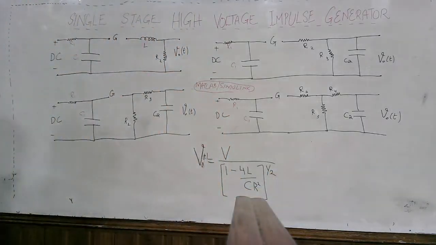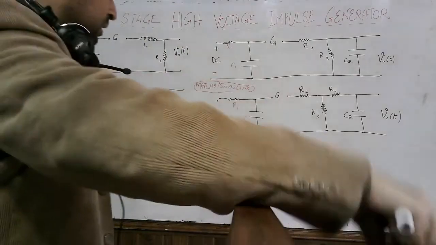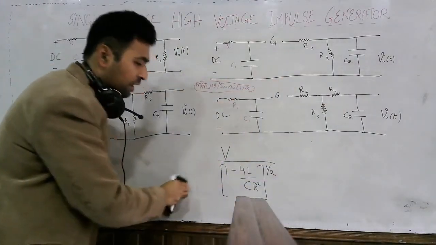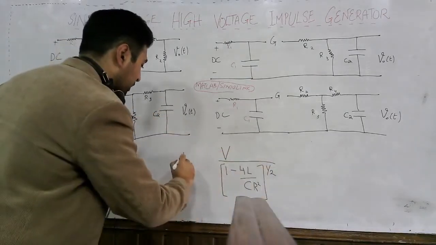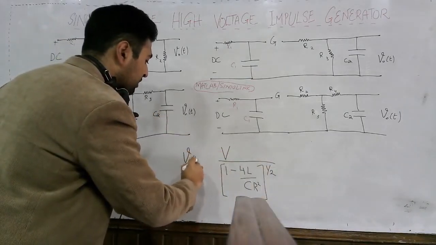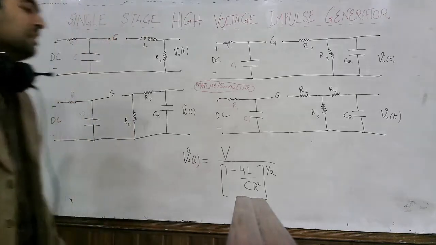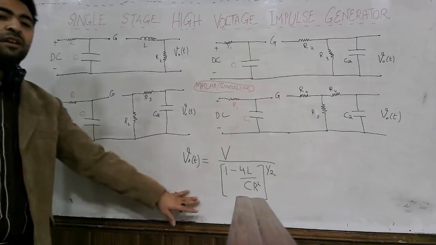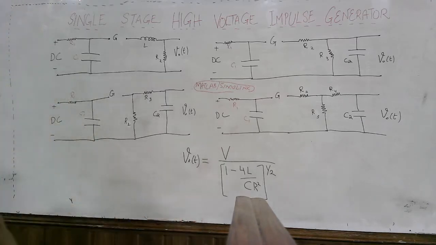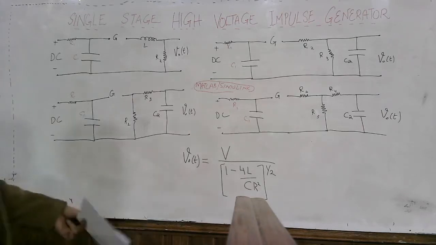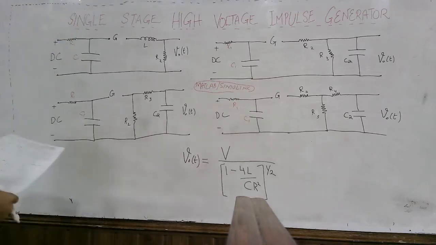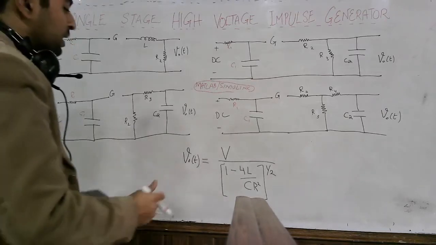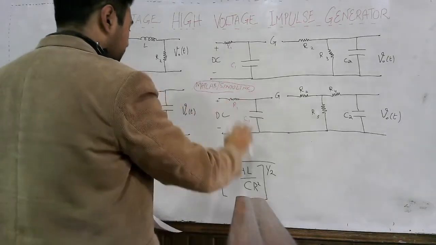Well, how is this equation derived? This equation is derived using the concepts of network analysis. It is not your concern to derive this equation at this stage. We have to understand this equation, and we have to do the practical demonstration of high voltage generation, because you have studied those concepts already. So V is the applied voltage, the input voltage.